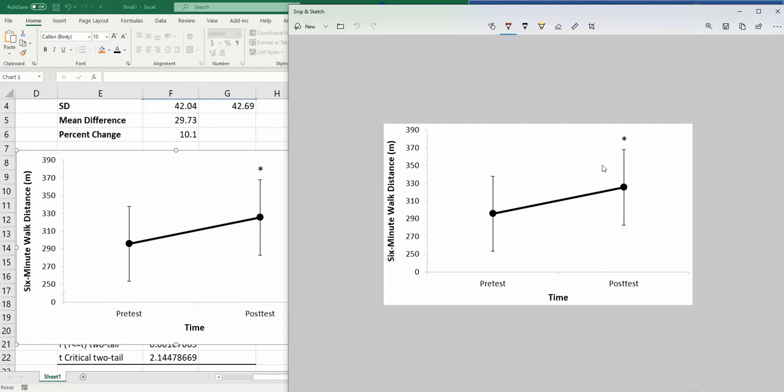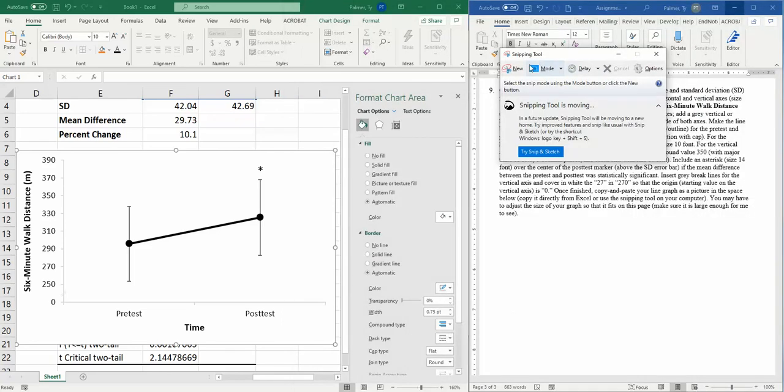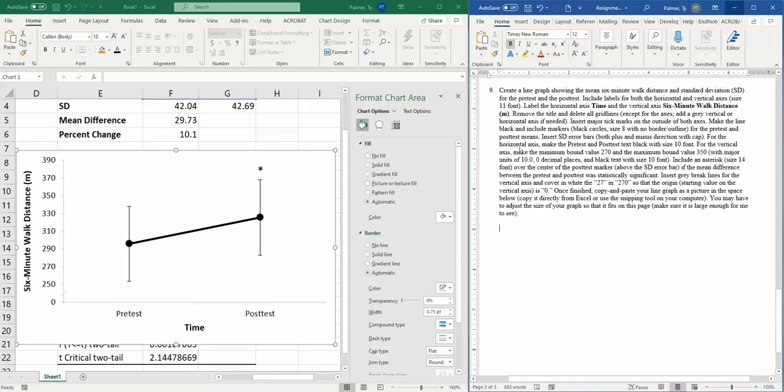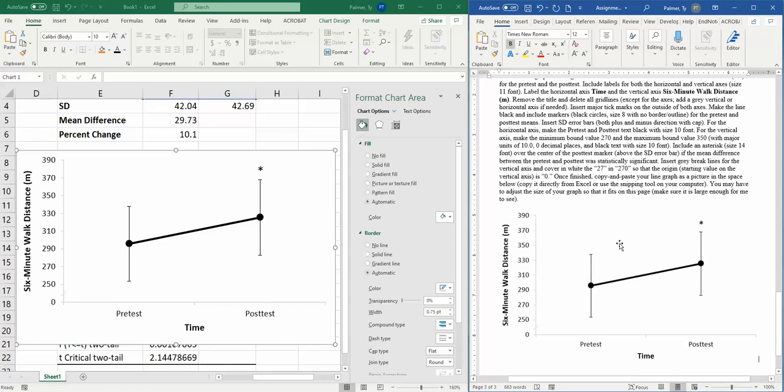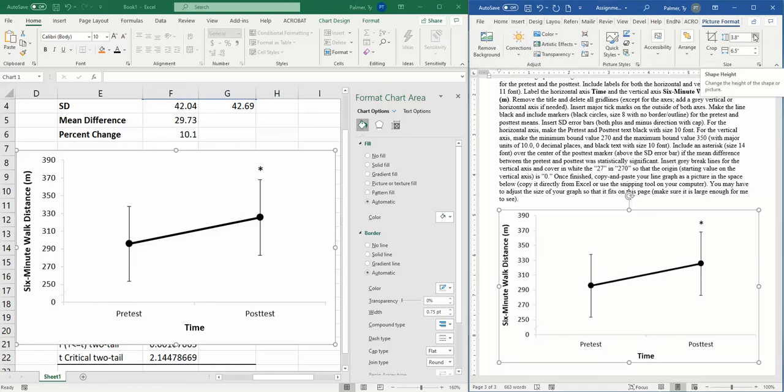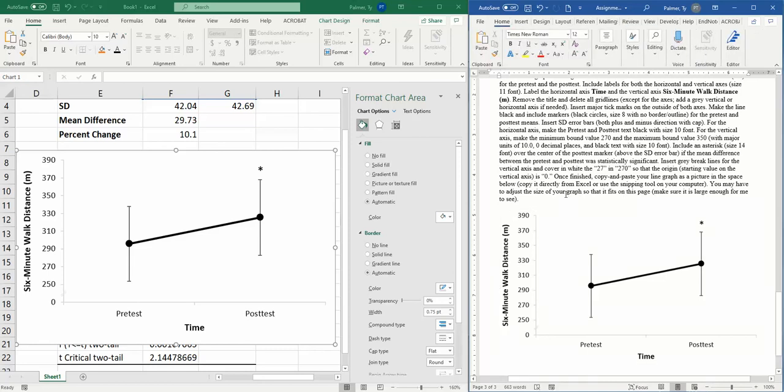Now that we have this, let's copy it. Go up to copy here, and then we can minimize this, and then underneath our question 9, we can click underneath and then right click and go to paste, and that should paste our line graph down below for question 9. Again, it says down here you may have to adjust the size of your graph so that it fits on this page. Make sure it's large enough for me to see. If we click and highlight our graph as I've done, if you go to Picture Format, you can adjust the size this way. But that looks pretty good right there. That's certainly large enough for me to see. Okay, that looks good.